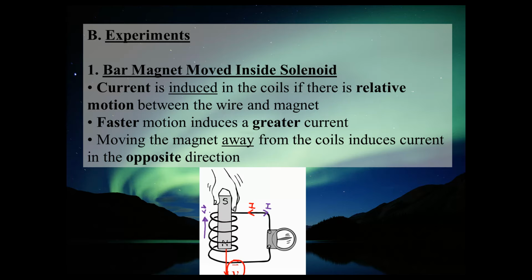And again, we'll talk about something called Lenz's law, where we can actually predict the correct direction of the induced current, depending on whether you move the magnet into the solenoid or out of the solenoid. So that's experiment 1.